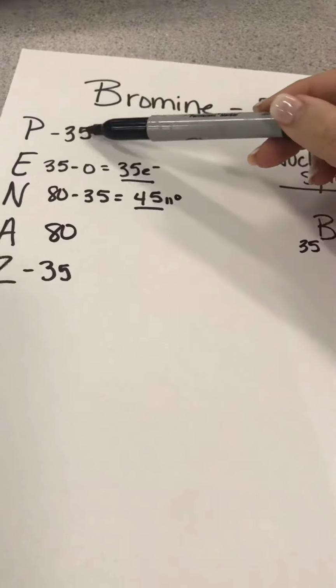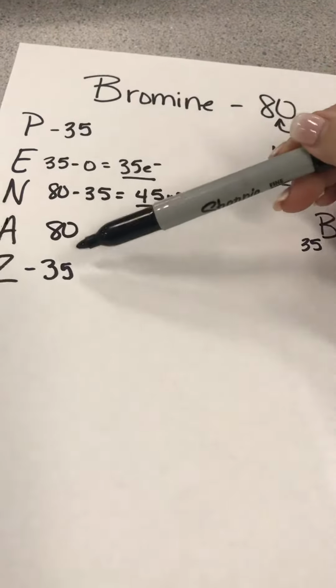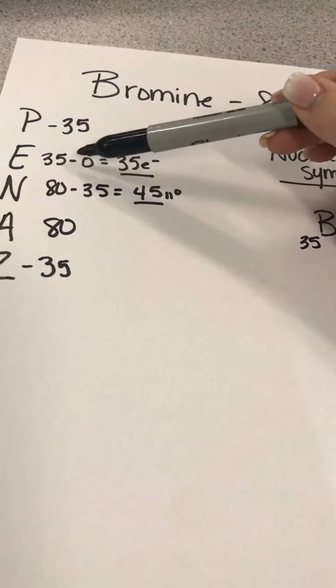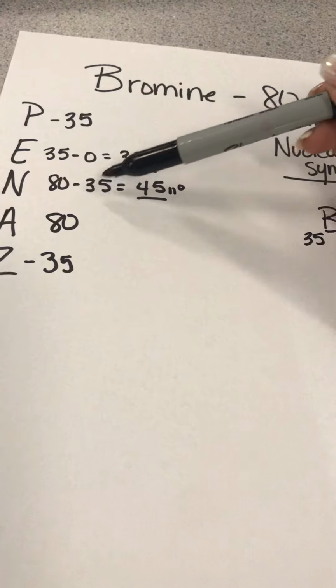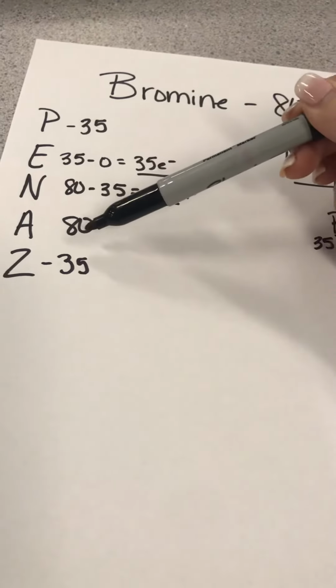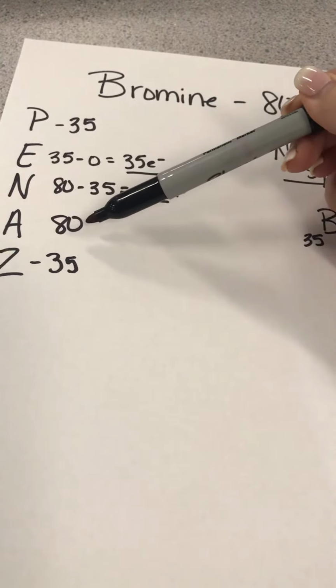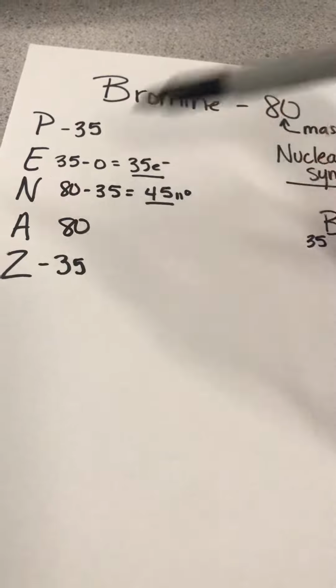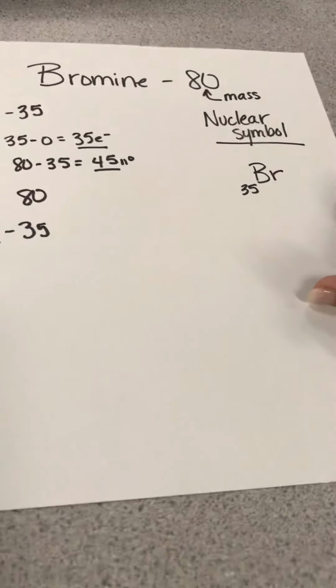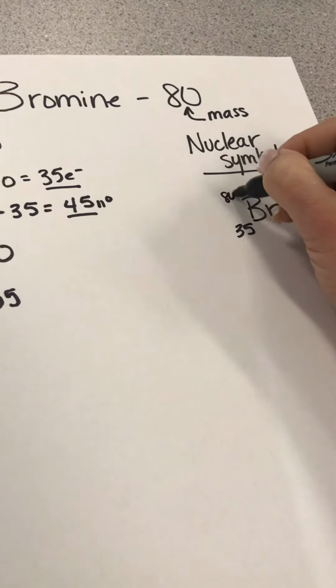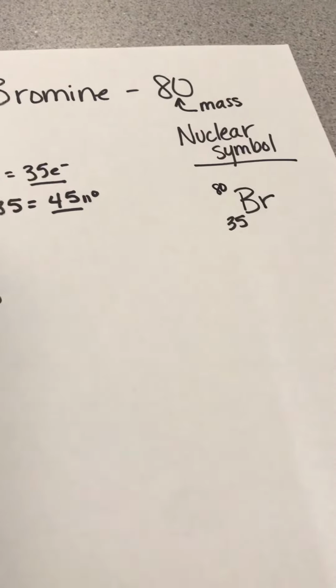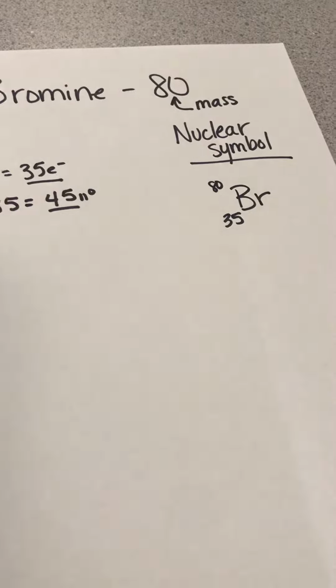So we found protons from the periodic table, P and Z. We did protons minus charge for electrons, mass minus protons for neutrons. The mass number was given to us, otherwise it would be P plus N, and Z is 35. To finish out our symbol, we know that the mass of 80 goes in the upper left. We don't have a charge, so nothing would go in the upper right.